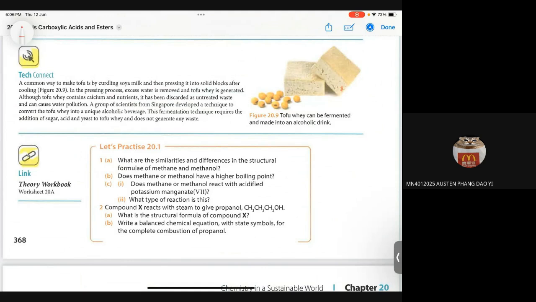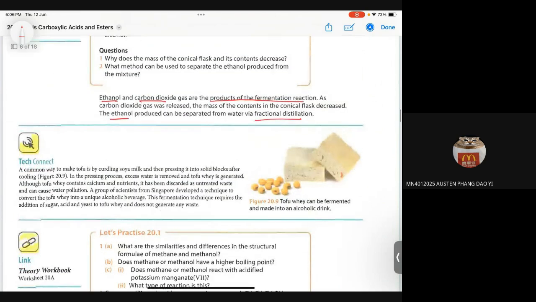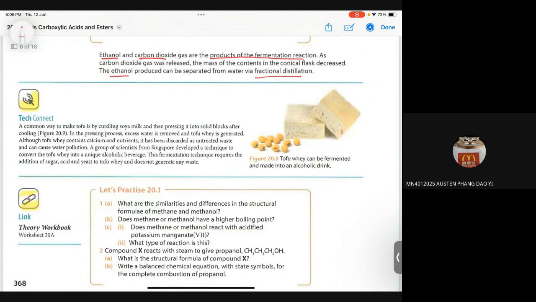So you learn about combustion, you learn about oxidation of alcohol to carboxylic acid, you learn about how to produce ethanol two ways. One is addition of steam to alkene. The other one will be fermentation of glucose. Okay, any questions at this particular point? Thumbs up if okay.